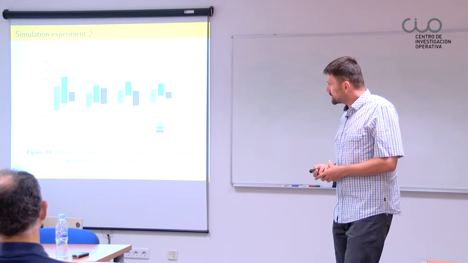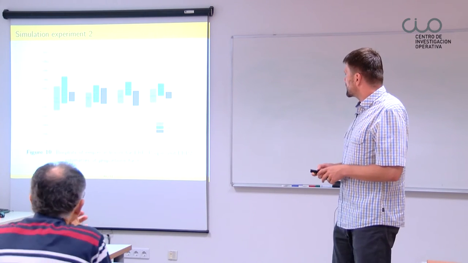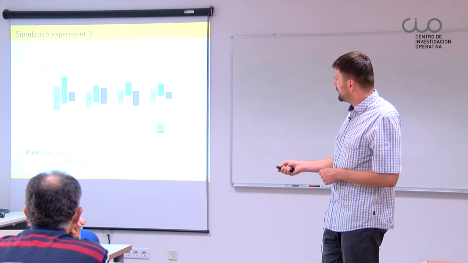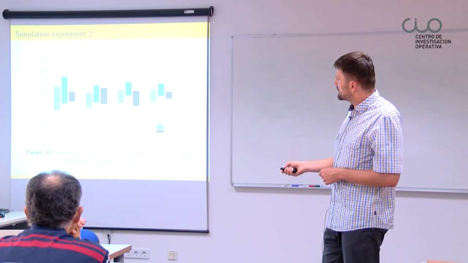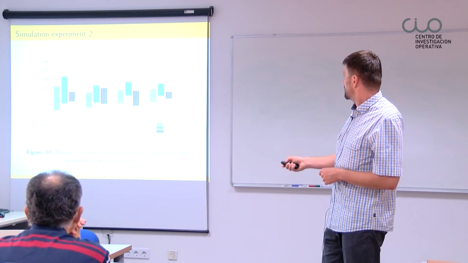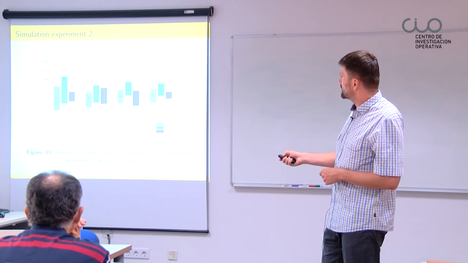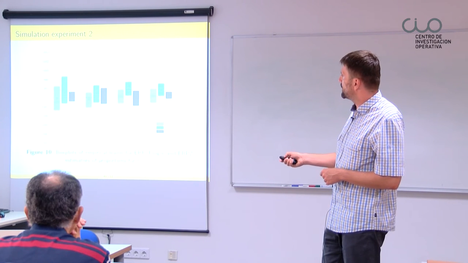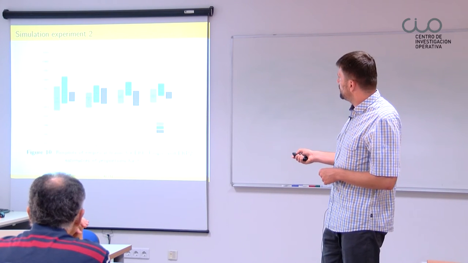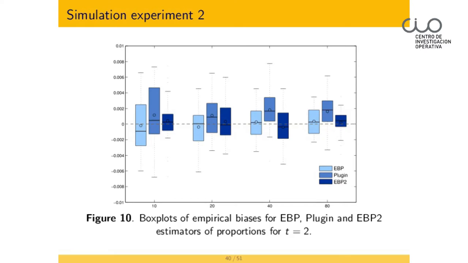This is some figures. This figure presents biases for the three methods. Again, you can see here the sample sizes 10, 20, 40, and 80. The first box plot is for EBLUP, the second for the buggy one, and the third for EBLUP. With increasing sample size, you can see that the EBLUPs are almost unbiased. This is not the case for the buggy estimator.